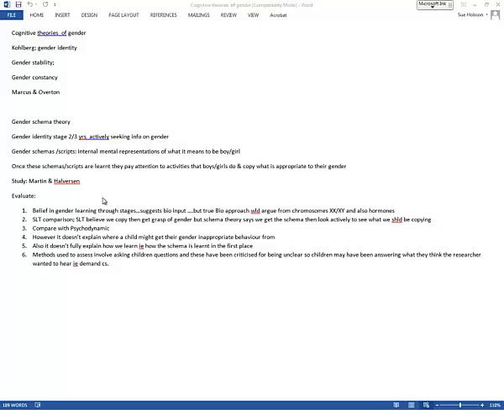Okay, so it says belief in gender learning. They both believe that it's done through stages, which suggests a biological input. So it's a nice comparison point with the biological approach, but the difference is, the thing that you would have to emphasize, is that the biological approach would say that our gender comes from our chromosomes and hormones and even brain structure. So XX female, XY male, and so on and so forth.